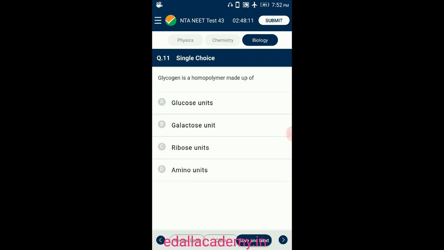Question number 11. Glycogen is a homopolymer made up of. Glycogen is a homopolymer made up of glucose. It is a multi-branched polysaccharide in which glucose molecules are linked by alpha 1,4 glycosidic linkage and branches are linked by alpha 1,6 glycosidic linkage. So the answer for this question is option A. Glycogen is made up of glucose units.